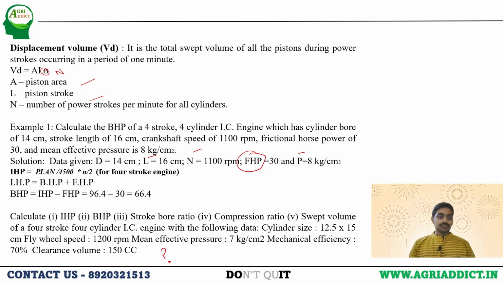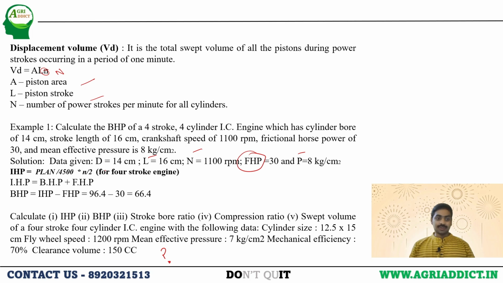We cannot directly find the BHP without IHP, so let us consider the IHP first. IHP is found by the formula PLAN divided by 4500 into N by 2, and the data for this PLAN is mentioned. Okay, and we have to substitute this, and we'll be getting the IHP.